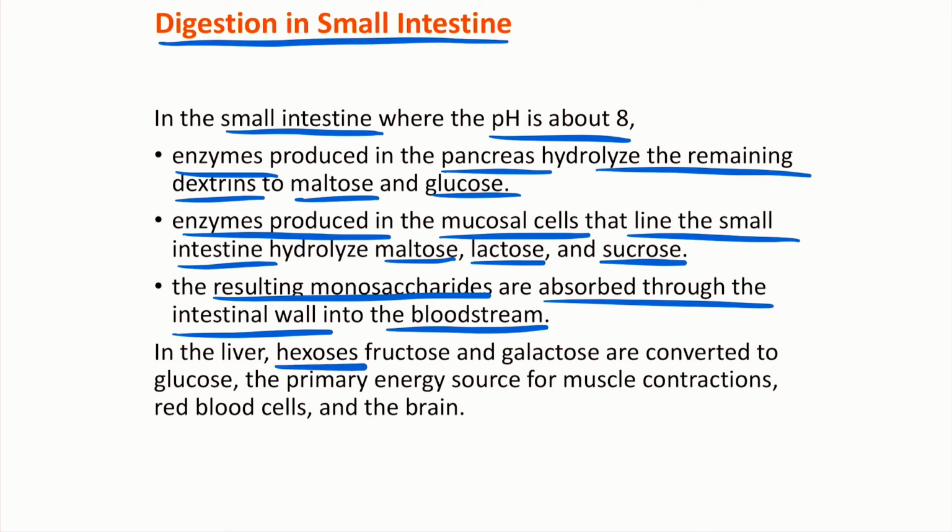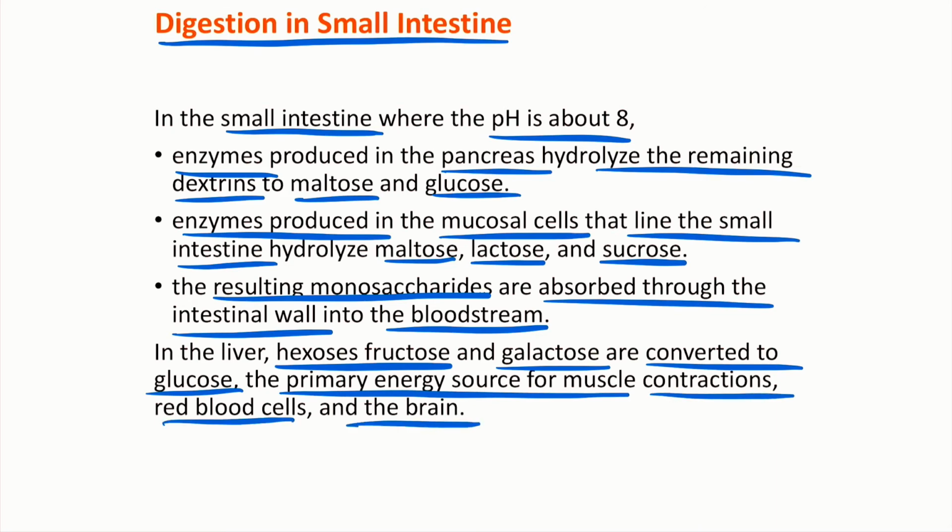In the liver, the hexoses fructose and galactose are converted to glucose, the primary energy source for muscle contractions in your body, red blood cells, and the brain. Remember that hexoses such as fructose and galactose cannot be directly used by your body, so they have to be converted into glucose for them to be used in your body.